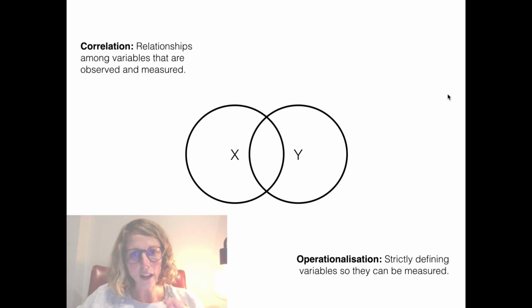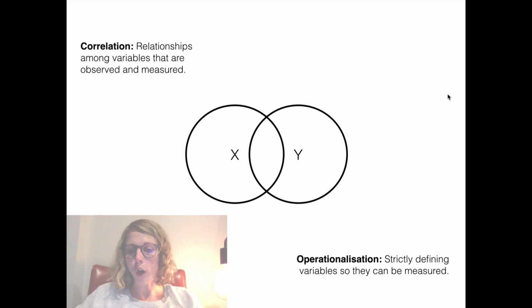So let's drill down a bit further and take a look at what causation means in the context of correlational research to begin with. So in correlational research, we're looking at relationships among variables that are observed and measured. So critically, we're not manipulating or changing anything as researchers or experimenters in a correlational study. We're measuring variables as they occur naturally in the world.